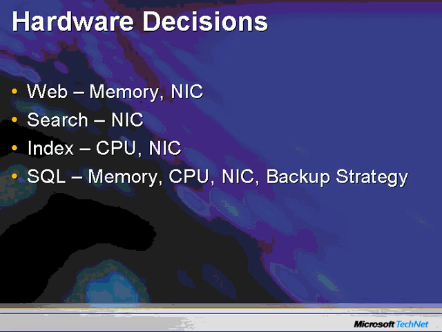So if you're running all these things on one machine, you're basically going to have to be concerned about all these different items. But in terms of processing, that index server is really where your processing is. And the reason I say NIC is it's going out across the network, and it's pulling in information as it's crawling.